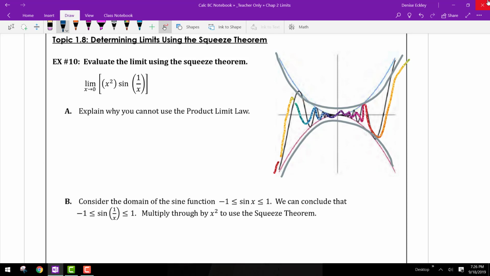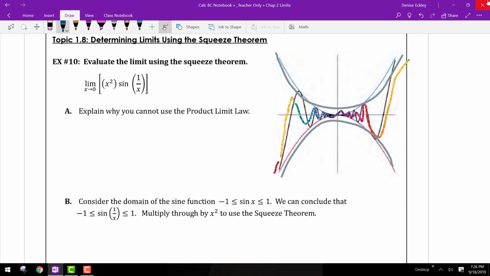So we want to evaluate, using the squeeze theorem, the limit as x approaches 0 of x squared times sine 1 over x. Why can't we use the product rule? It has to do with the sine of 1 over x. We're going to have an undetermined form.